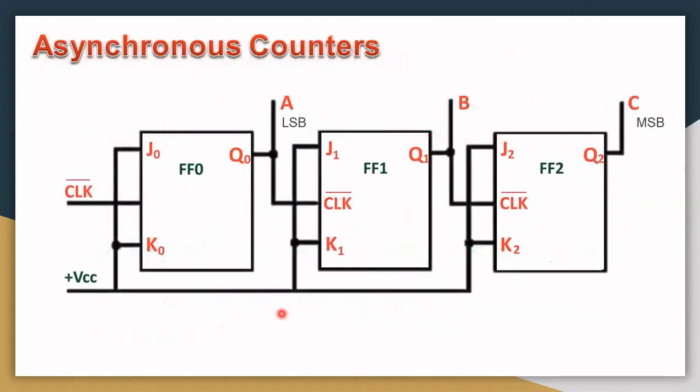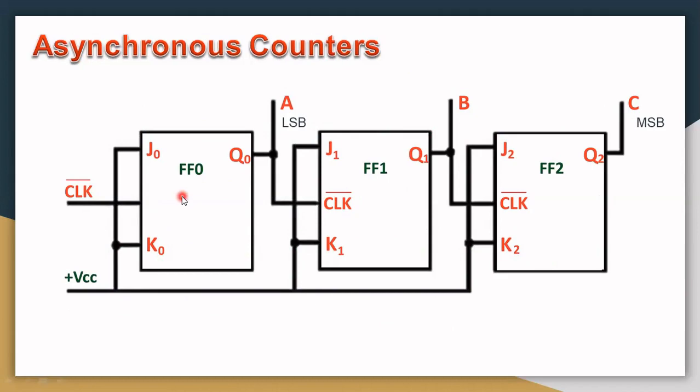This is the logic diagram of an asynchronous counter, in which we are using 3 flip-flops. So, we can count from 000 to 111. That means binary numbers 000 to 111. In decimal, it means from 0 to 7. For that, we need 3 flip-flops.